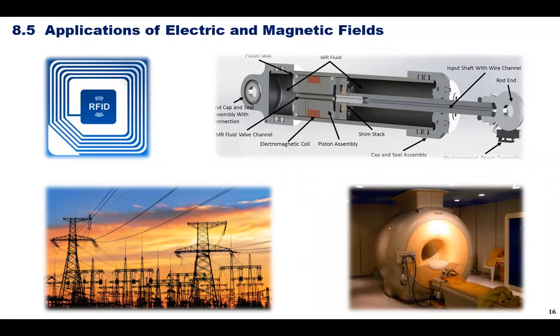Okay, next, let's have a look at section 8.5. We'll briefly talk about applications of electric and magnetic fields. If you have a pet dog or a cat, you probably have tags on it that give information on how to contact you if your pet ever gets lost. Unfortunately, these tags can fall off.